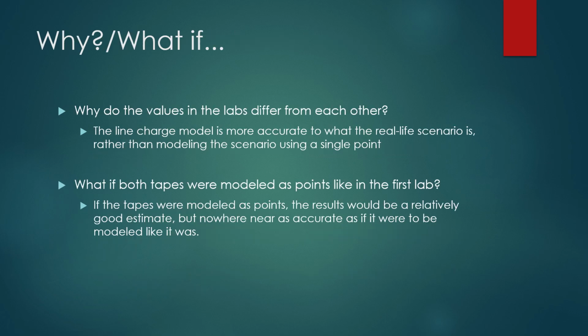Why do the values of the labs differ from each other? The line charge model is more accurate to the real-life scenario, rather than modeling the scenario using a single point. And then, what if both tapes were modeled as points like in the first lab? If the tapes were modeled as points, the result would be a relatively good estimate, but nowhere near as accurate as if it were modeled like it was.